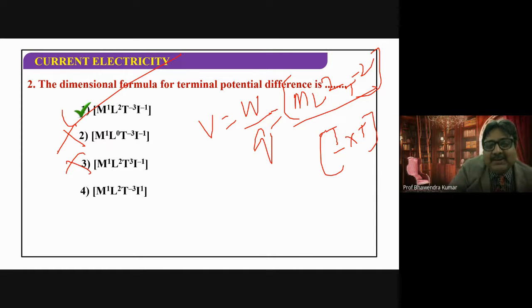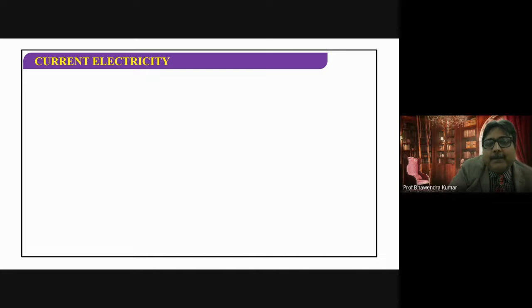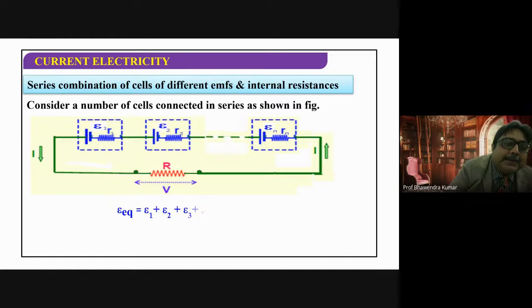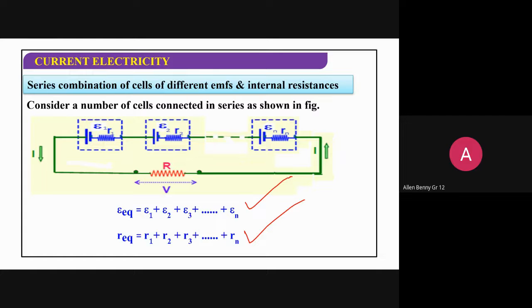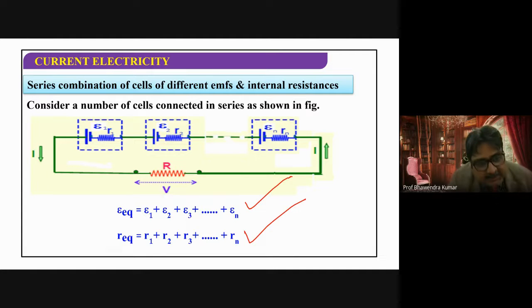Yes, option 1 is correct. Any problem to anyone? No? Very good. Now we talk about the grouping of the cells. If there are n number of cells connected in series, then what will be the equivalent EMF? E1 plus E2 plus E3 till En. And equivalent resistance will be R1 plus R2 plus R3 till Rn.